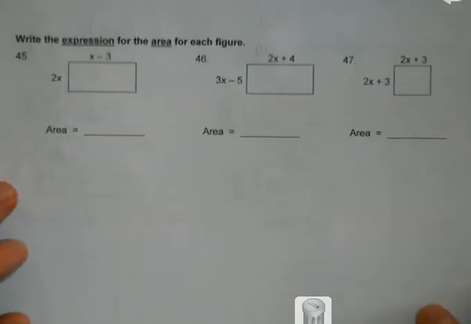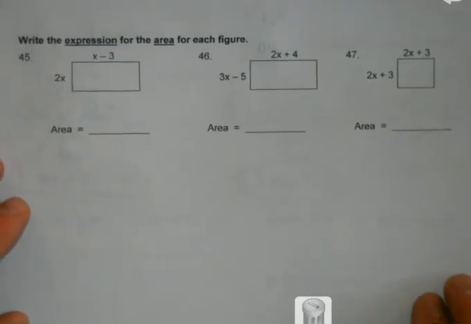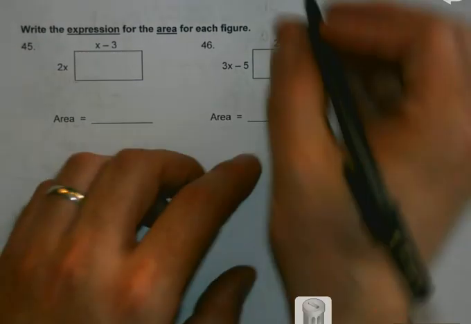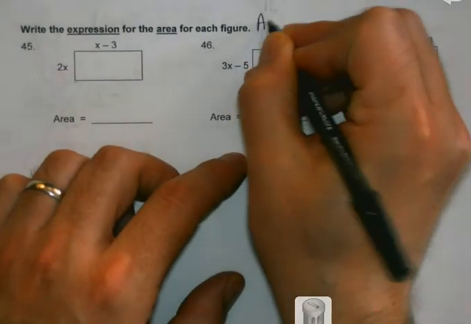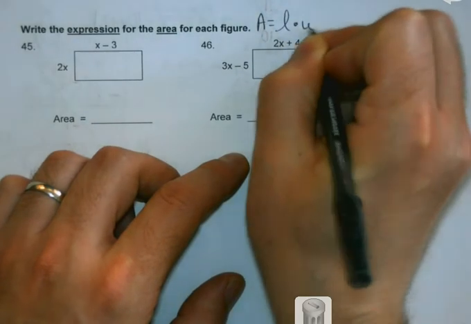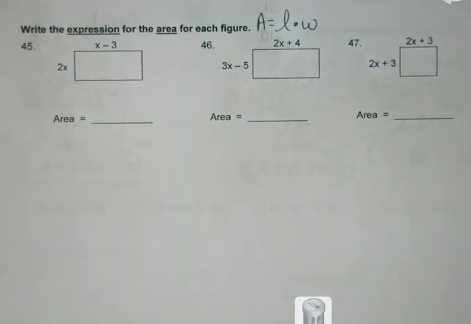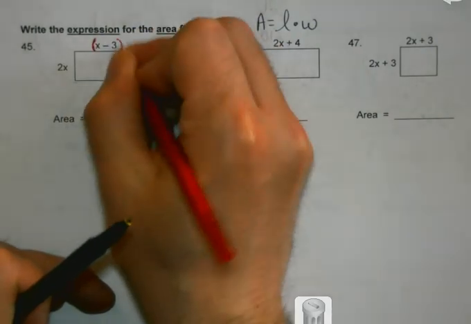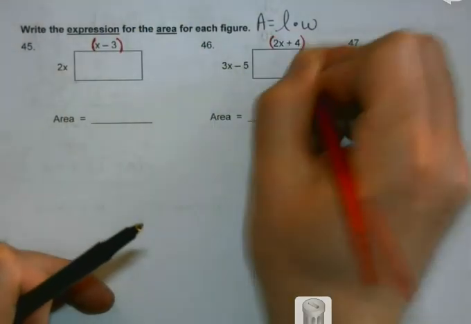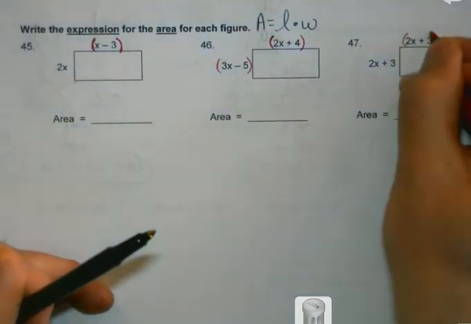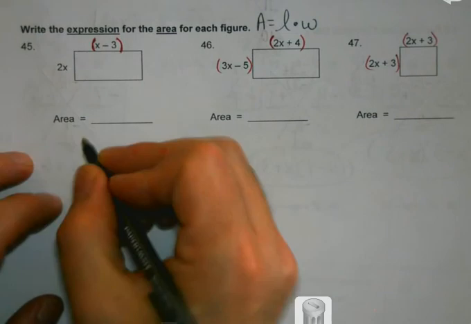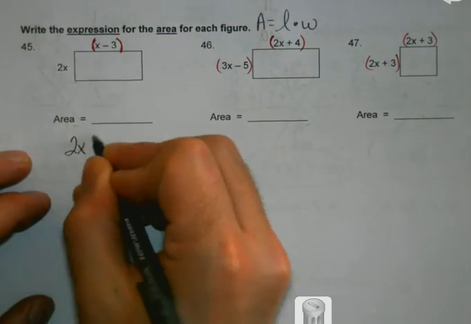You're like, whoa, what's this stuff? Write the expression for the area of each figure. Okay. When I'm looking for area, area is length times width. So anywhere that I see a plus or a minus on this side, I'm going to put parentheses, because what's going to happen here is that I need to multiply the two sides together.